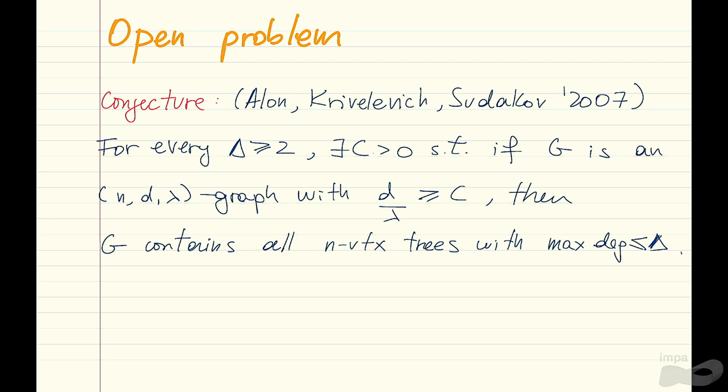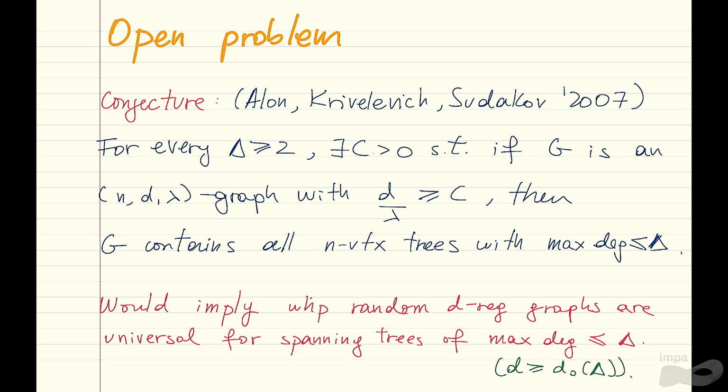So for any bound delta on the maximum degree of the tree, there exists some constant C, so that if G is an (n,d,lambda) graph with a spectral gap at least C, then G will contain all spanning trees with maximum degree at most delta. And this, I think, is quite hard, because in particular, it would imply that random D-regular graphs are universal for spanning trees of maximum degree at most delta. So this might be very, very difficult, and this conjecture is wide open.